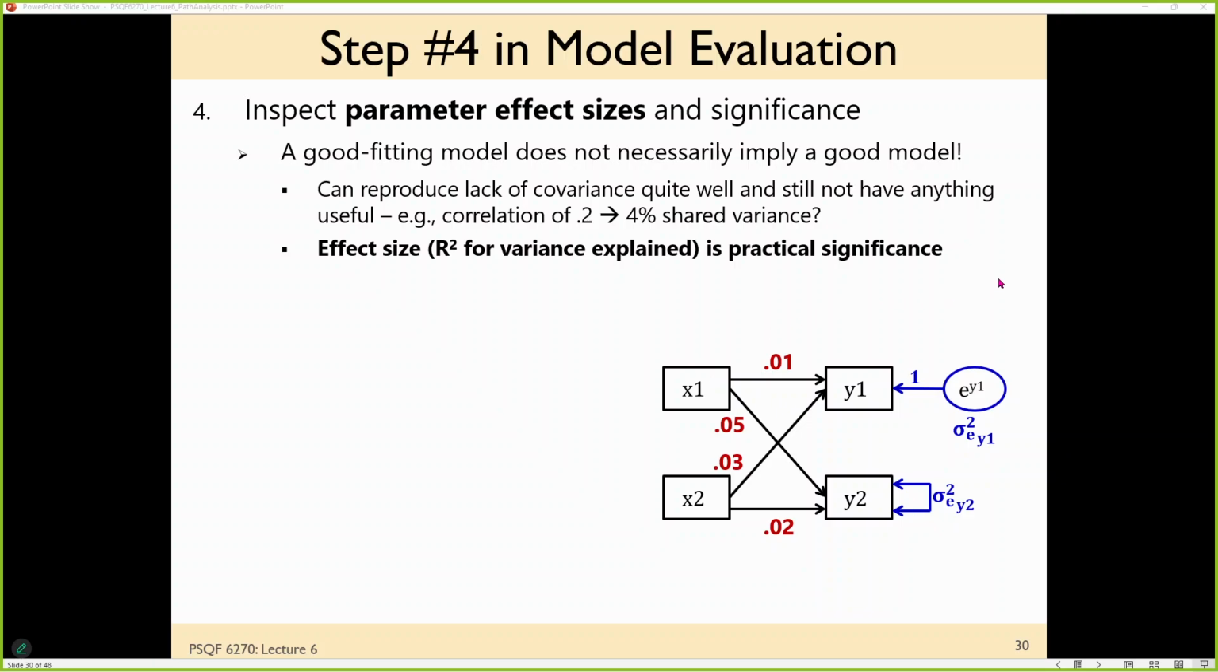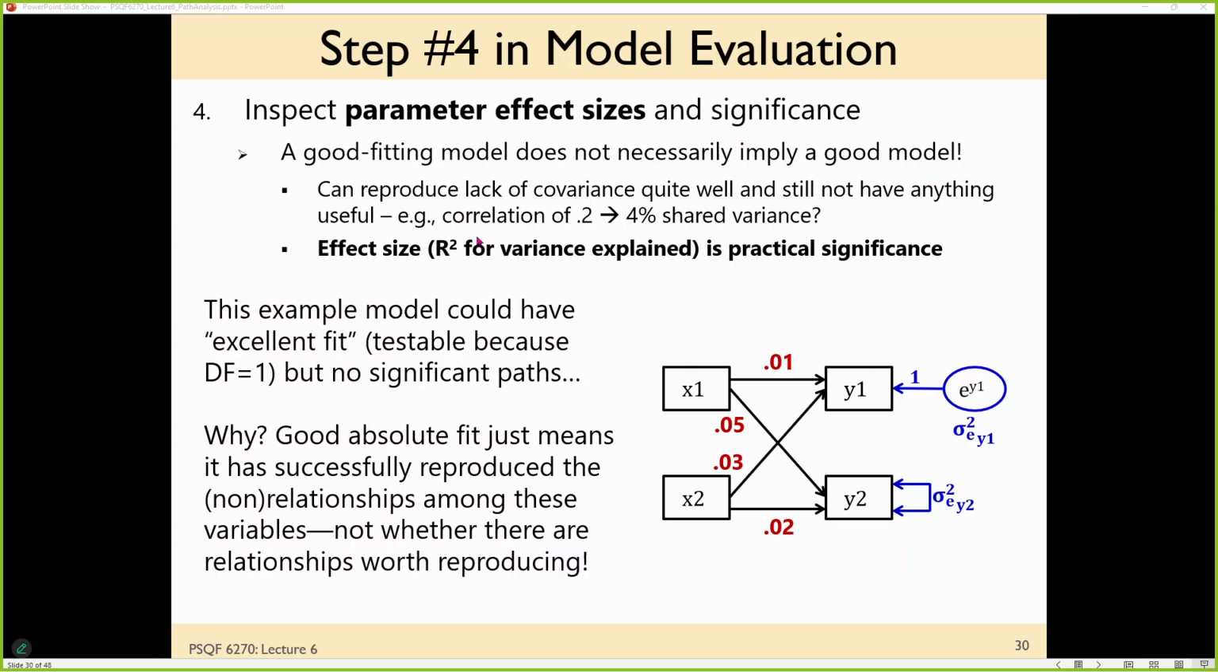So this is the slide that I pulled up last time to answer the question about prediction versus fit. A good fitting model does not necessarily mean it's a good model. It is entirely possible to have tiny, tiny little relationships estimated that are non-significant, and yet, nevertheless, it fits well. So this is effect size, what we're talking about here. In this example, we would have good fit potentially, but no significant paths. So prediction and effect size are just as important as they ever were.